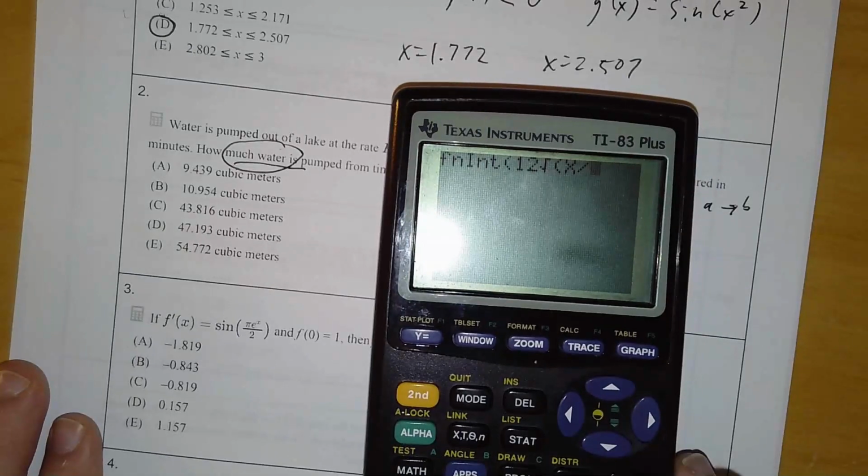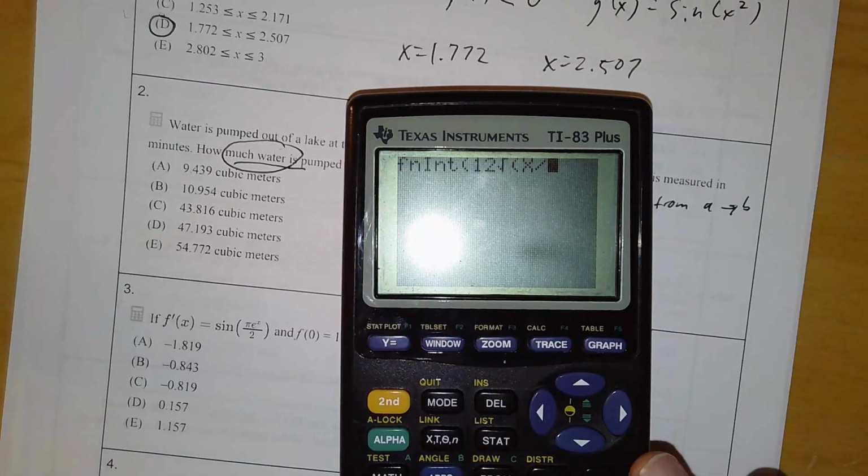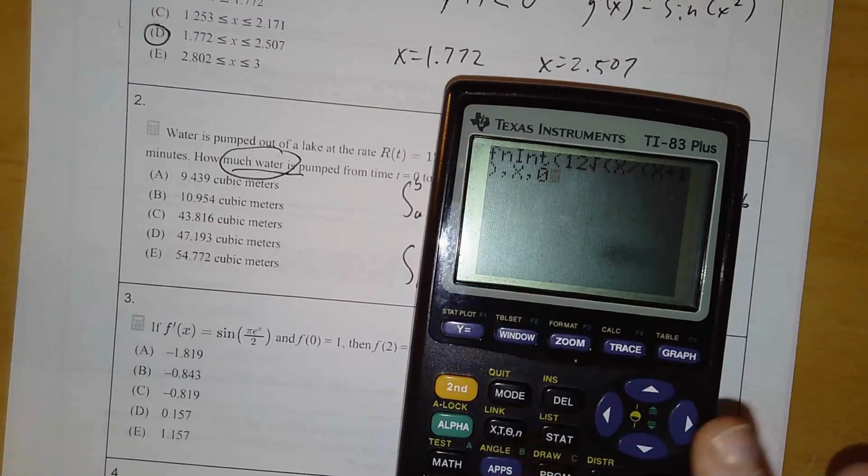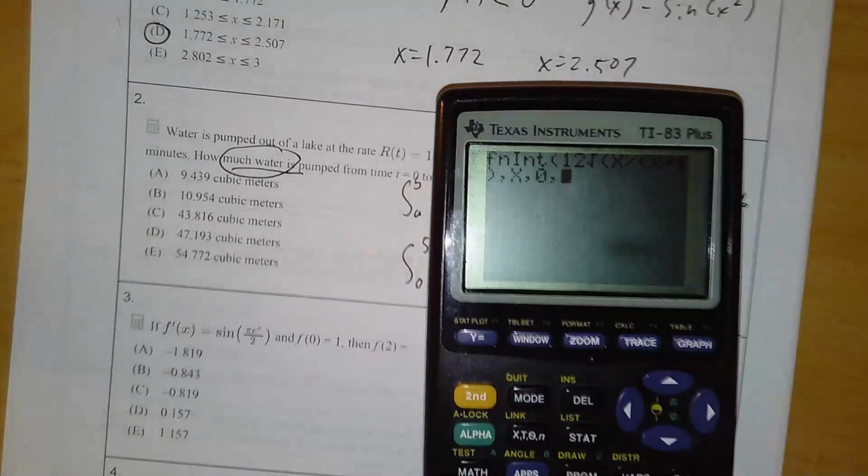Now, careful here. When I'm typing in the calculator, in the numerator and denominator, it's really a good habit to put them in parentheses in the fraction. So it's going to be parentheses x plus 1. You want to make sure that's in parentheses. If it's not, you're not going to get the right answer. Comma x, comma my lower bound 0, comma my upper bound 5.